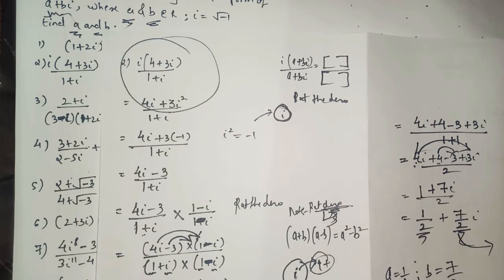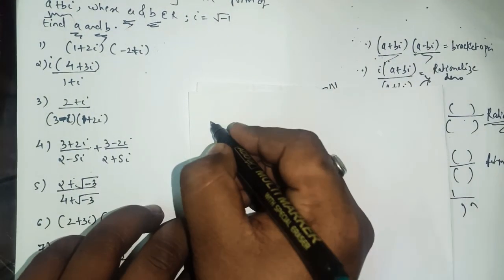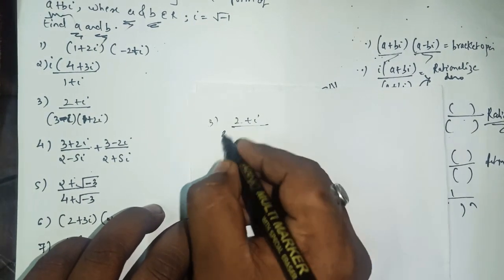So let's move on to the next sum. Here the next sum says: 2 plus i upon, here we have 2 bracket.